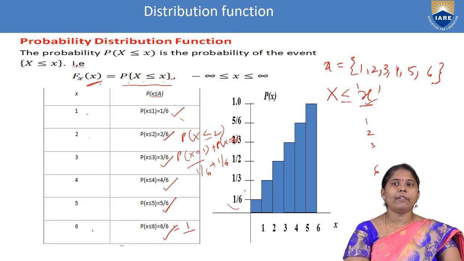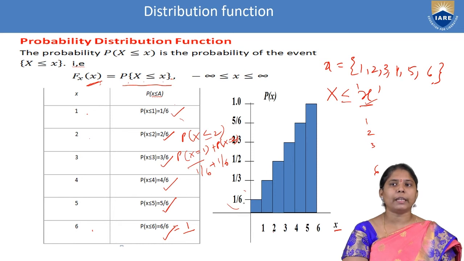If we plot the random variable values on the x-axis, that is 1, 2, 3, 4, 5, 6, for the die example only, a random variable value from 1 to 6, and the probabilities for X less than or equal to 1 is 1 by 6, X less than or equal to 2 is 2 by 6. You have to take the previous probabilities also and sum them. That's why this distribution function is also called the cumulative distribution function.